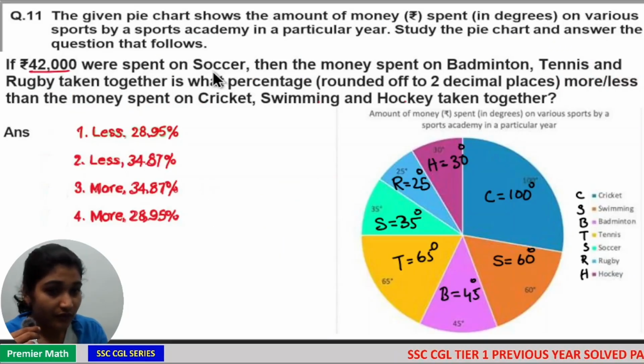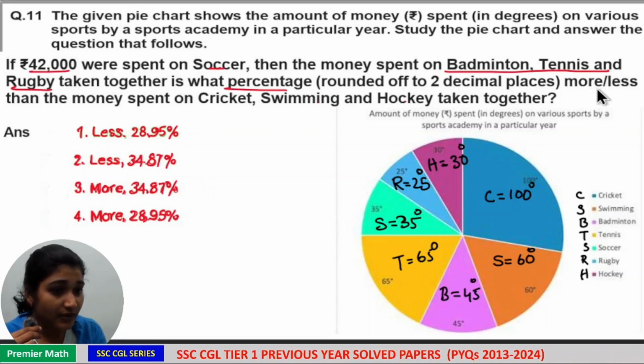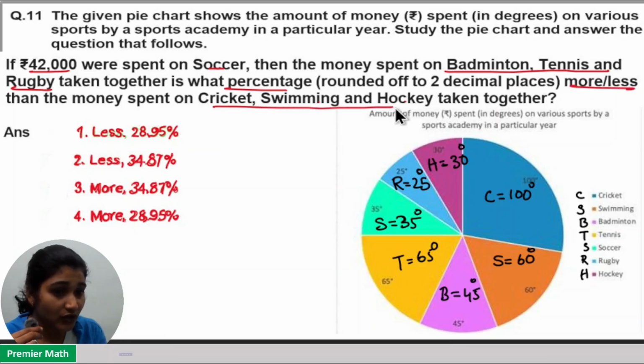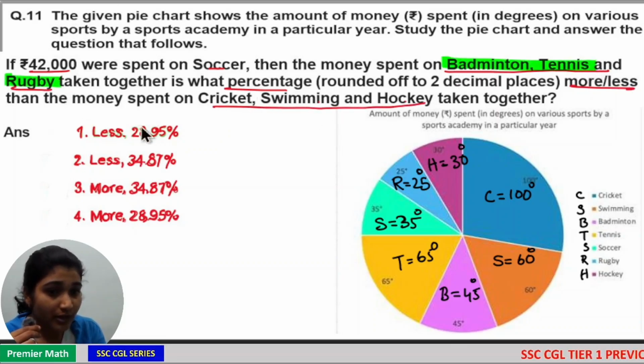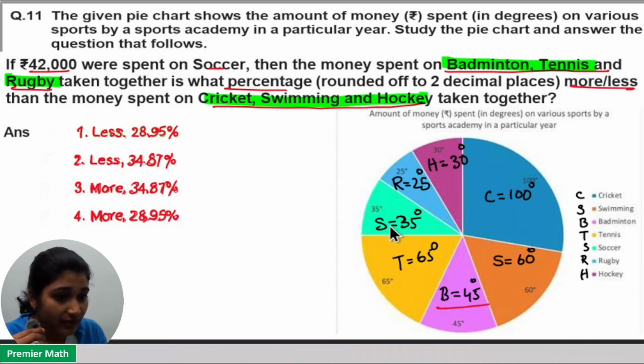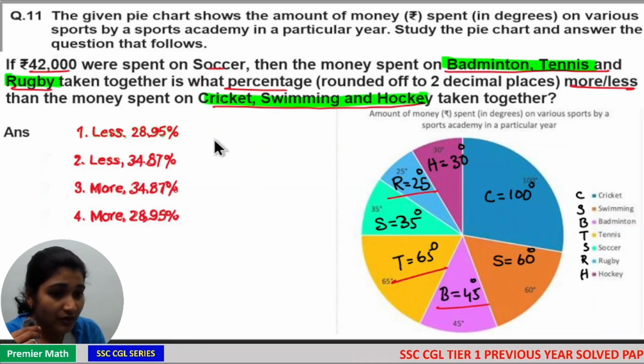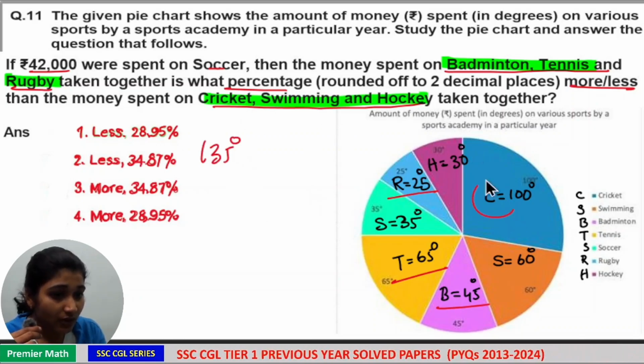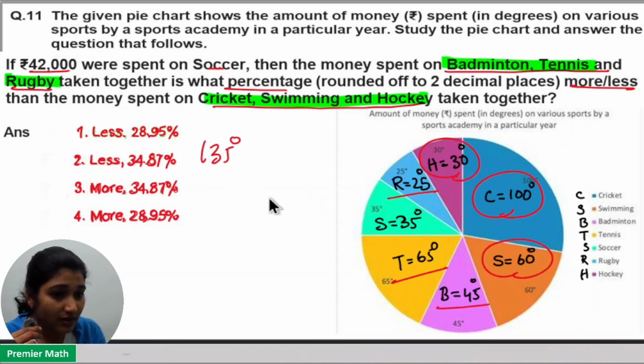If 42,000 were spent on soccer, then the money spent on badminton, tennis, and rugby taken together is what percentage more or less than the money spent on cricket, swimming, and hockey taken together? So here, take the sum. Badminton, rugby, and tennis is equal to 45 plus 65, which is 110, 110 plus 25 is equal to 135 degrees. And cricket, swimming, and hockey means 100 degrees plus 60 degrees plus 30 degrees, which is 190 degrees.